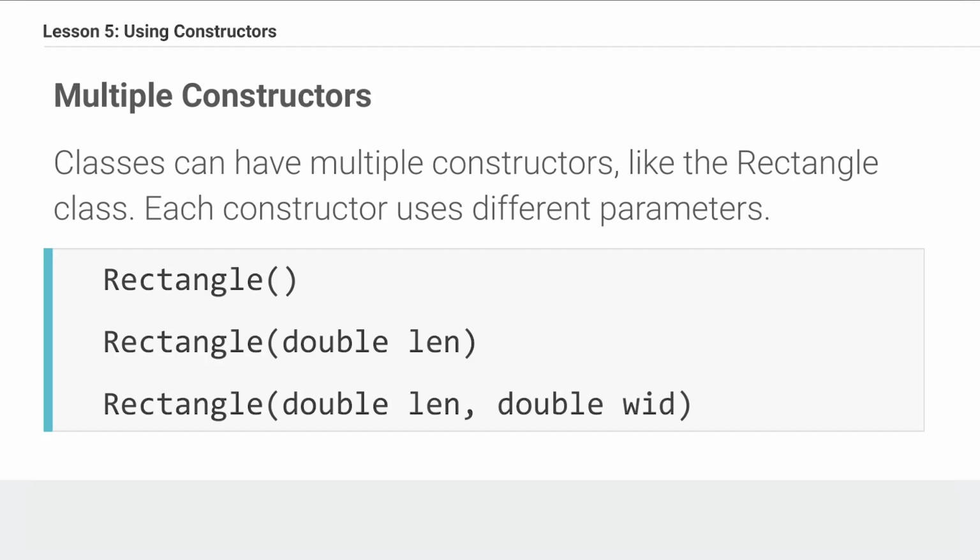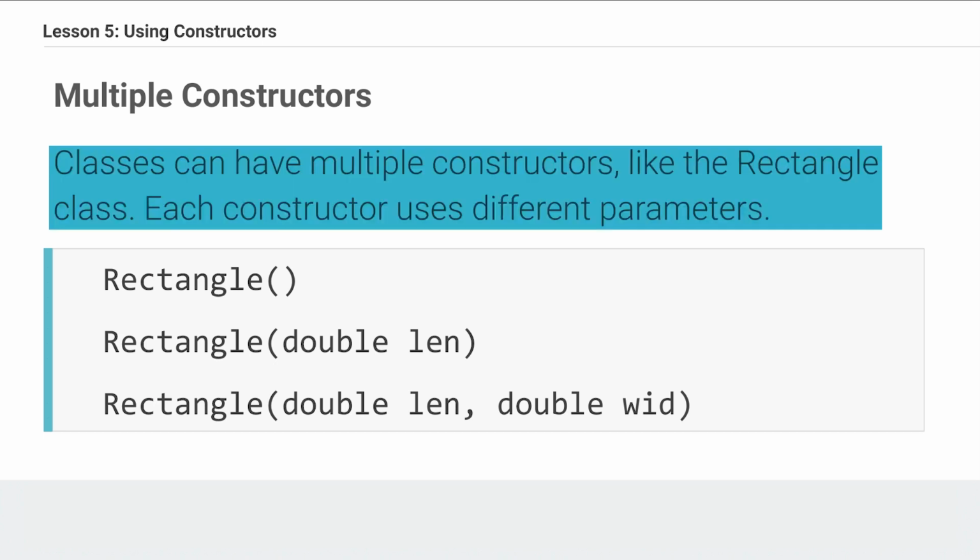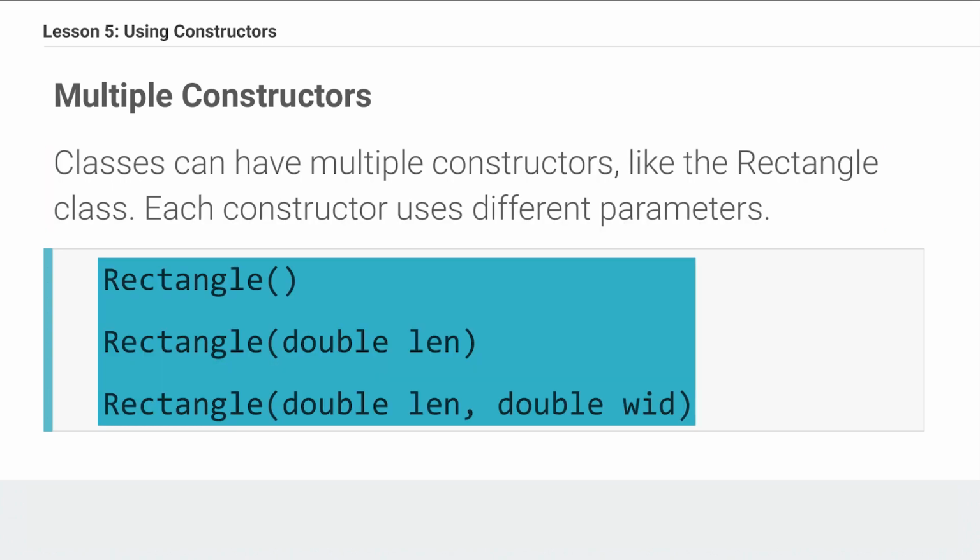All right, folks, we are back with more constructors. This time we're looking at multiple constructors and how classes can have multiple constructors, like the rectangle class below. Now, each constructor uses different parameters.